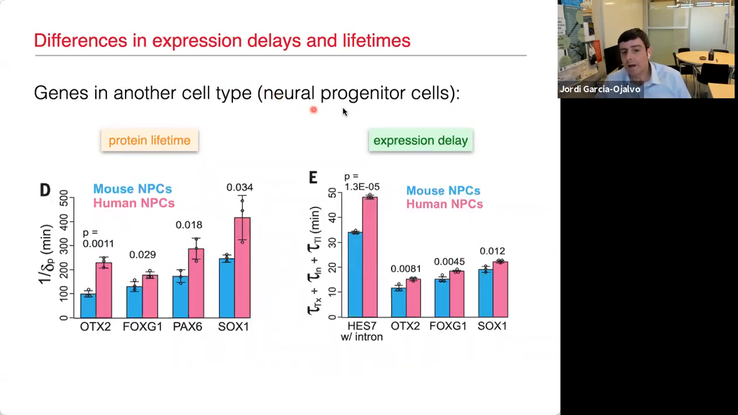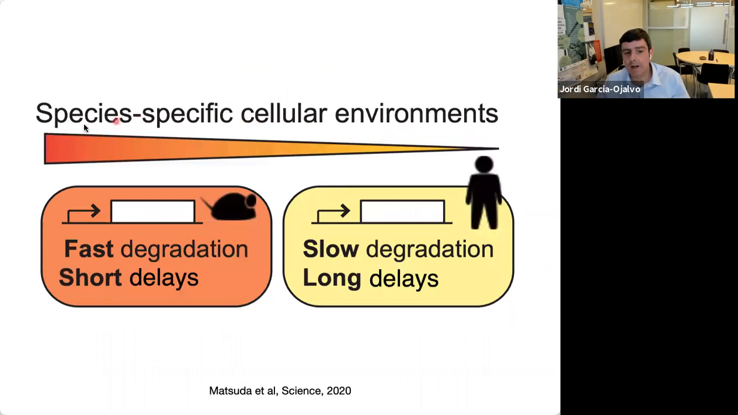For instance, we can take a look at a completely different cell type, which is neural progenitor cells, and we can take a look at different kinds of genes. And again, we see that consistently the lifetimes are larger and the expression delays are also larger for human than for mice, okay? So basically, given this combination of modeling and experiments, what we can say is that there are species-specific differences between mice and human, in such a way that in mice, degradation of the proteins is faster and the delays are shorter with respect to humans.